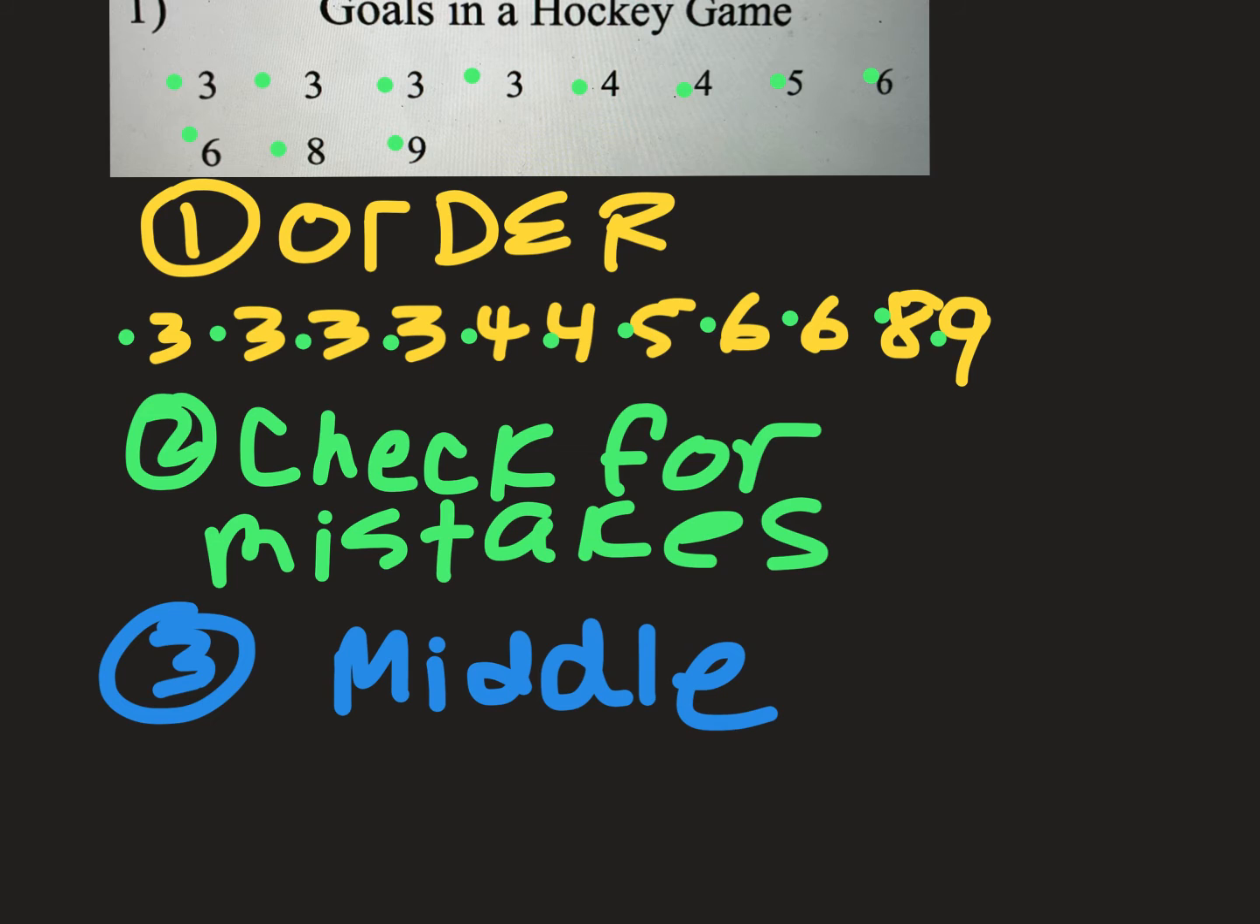So if I look, because there's 11 numbers, that means I have 1, 2, 3. Oh, I should make a color that actually kind of shows up more. 1, 2, 3, 4, and 5. Then on the back side, I have 1, 2, 3, 4, and 5. So that means the number that is in the middle, in this case right here, is 4. So that is your median.